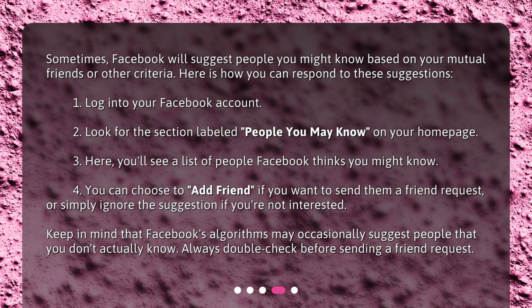3. Here, you'll see a list of people Facebook thinks you might know. 4. You can choose to add friend if you want to send them a friend request, or simply ignore the suggestion if you're not interested. Keep in mind that Facebook's algorithms may occasionally suggest people that you don't actually know. Always double-check before sending a friend request.